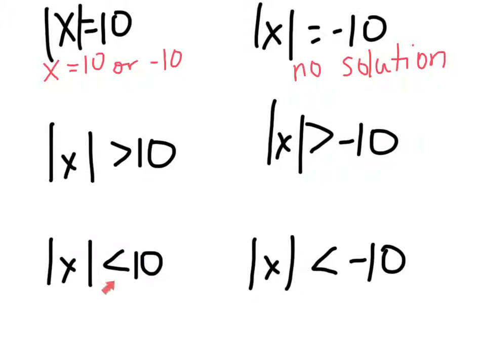We're going to see absolute value could be less than a positive. Absolute value is greater than a negative. Absolute value is less than a negative. So those are the 4 types of problems that we're going to be looking at, and we're going to look at what happens in each of them.